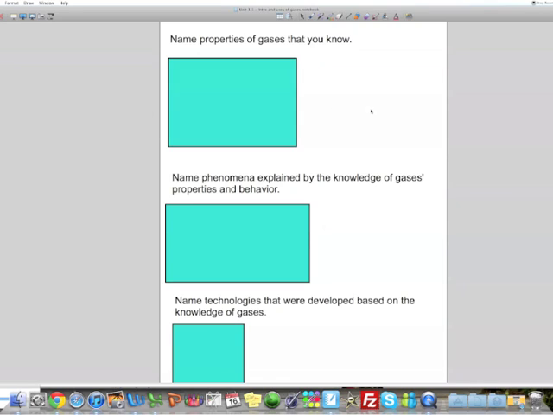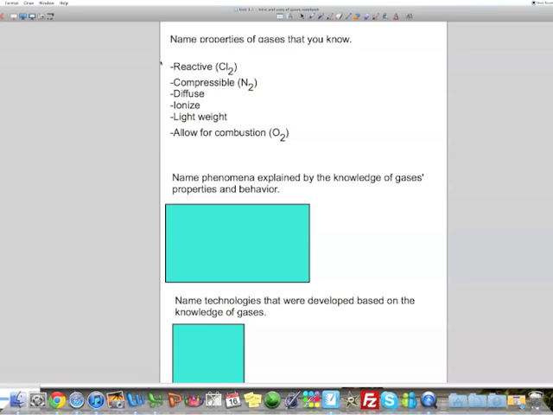Okay, next. Name properties of gases that you know. We learned in the past years that, let's see, oops, sorry about that. Let's see what's under this box. For example, some of them are reactive. If you think about chlorine, because it's a halogen, it's only missing one valence electron. Well, it's really quick to react and to attain stability, so it makes it extremely reactive. Nitrogen, it's compressible. We're going to often find nitrogen tanks. That nitrogen is very cold, so it can be used for cryogenics, to freeze human tissues, for example, to conserve them for a while. We know about diffusion.